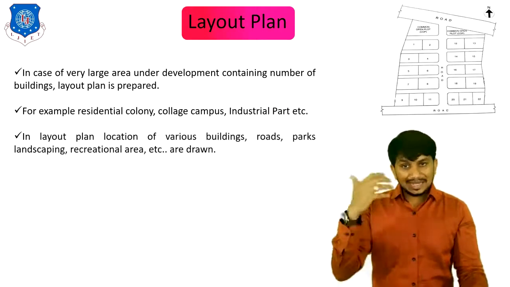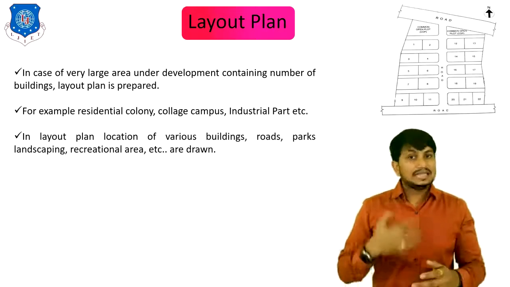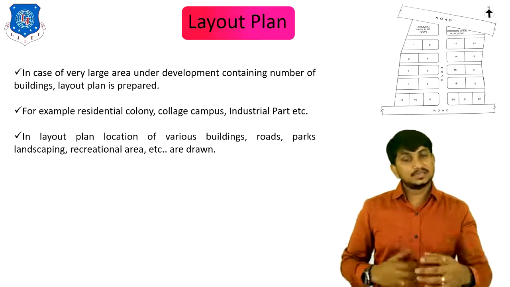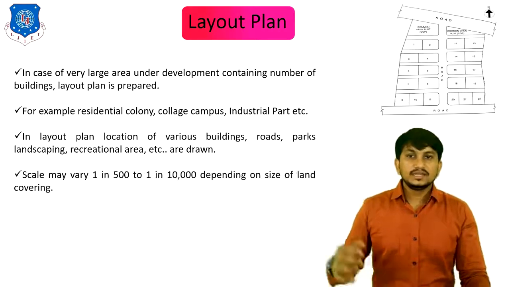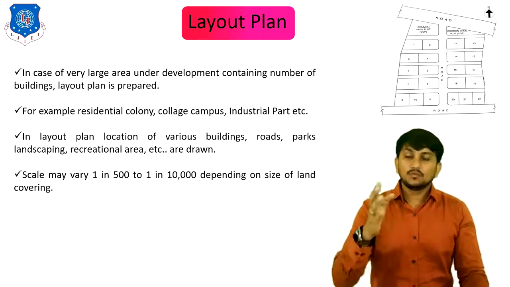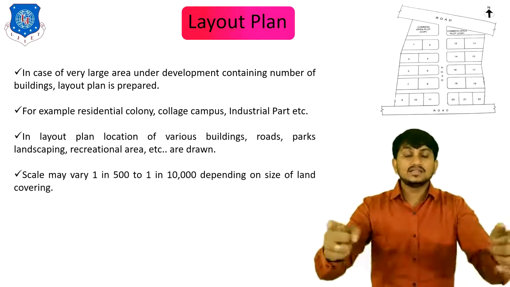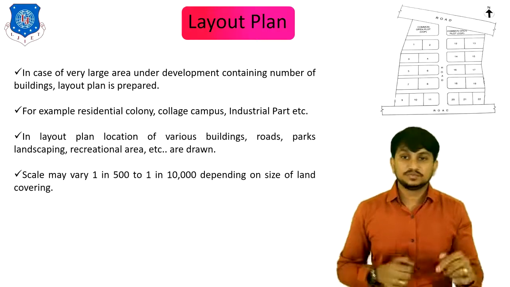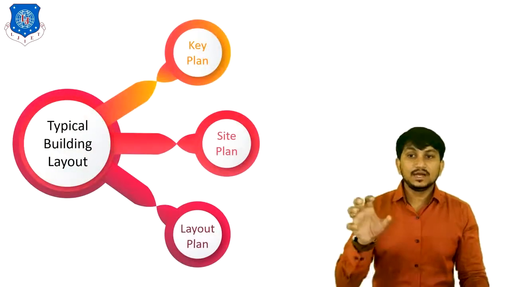In layout plan, location of various buildings, roads, parks, landscaping, recreational areas are drawn in the plan. The scale may vary from 1 in 500 to 1 in 10,000 depending on the size of the land covering by the site. This is called as the layout plan.